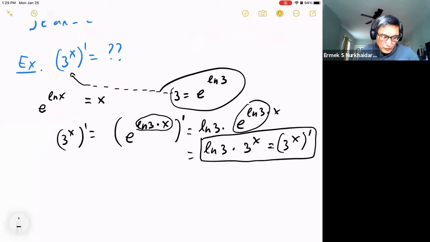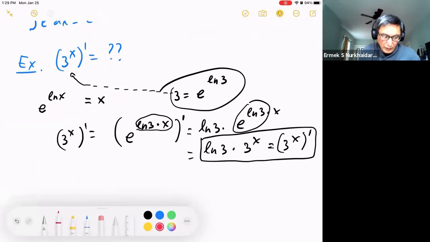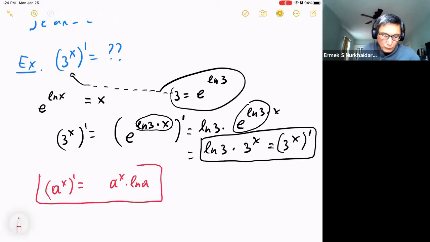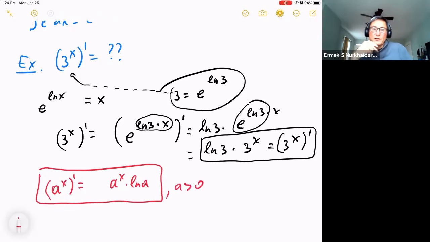So that's going to be our answer for the derivative of 3 to x. If you like, you also can write that more generally as a formula. The derivative of a to x equals a to x times natural log of a. And the proof will go exactly the same way as we did with 3. All you have to do is substitute a instead of 3. And don't forget, we always assume here that a is positive.